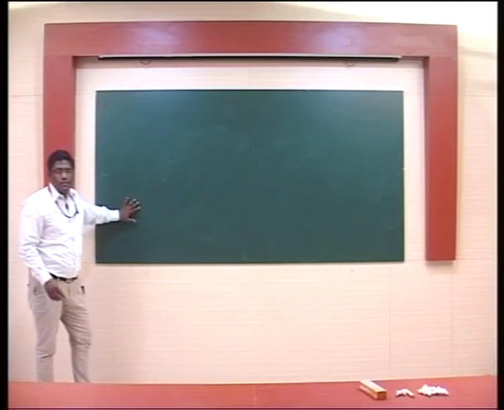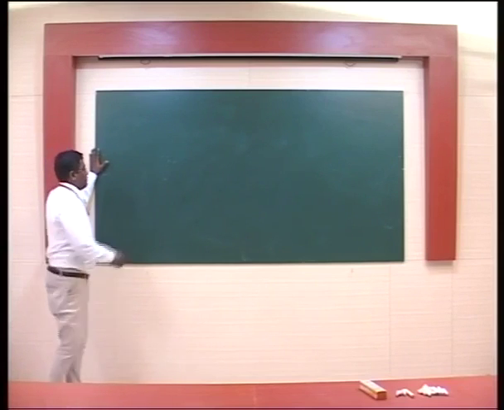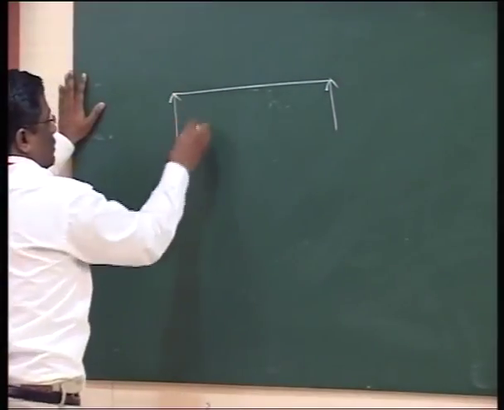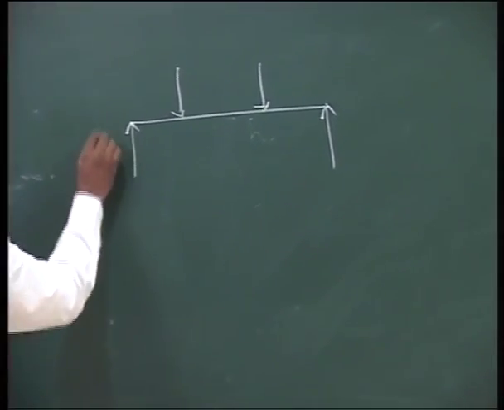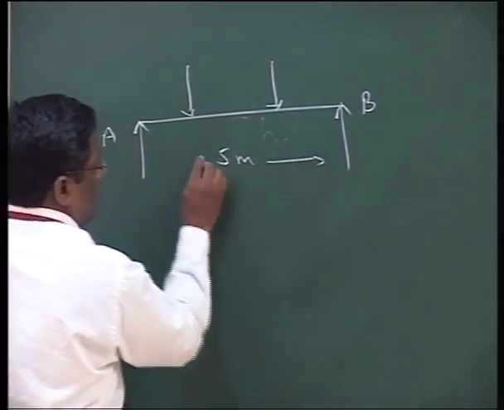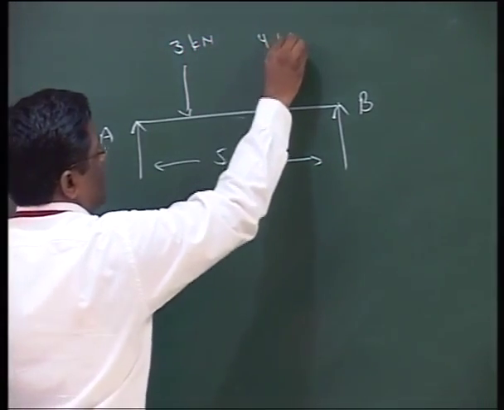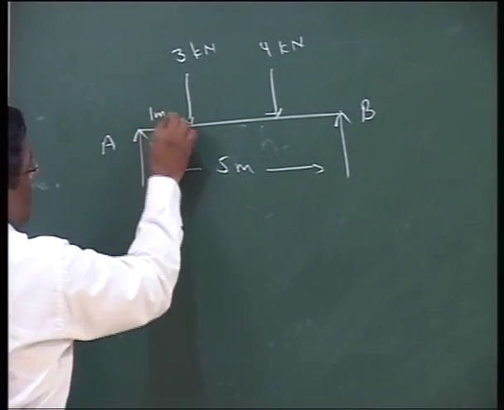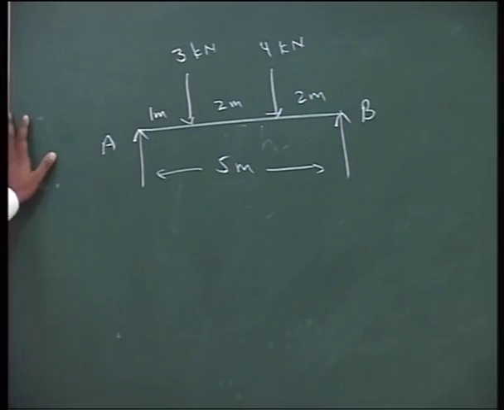Now, to understand these two things, that is shear force and bending moment, we take an example, because the example will give us the right knowledge. If we take the same example, but this time with values, the beam AB has a length of, say, 5 meter. Say this force is 3 kilonewton and this force is 4 kilonewton. The distance from here is 1 meter, say 2 meter, then it has to be 2 meter. Now we have to analyze this beam.